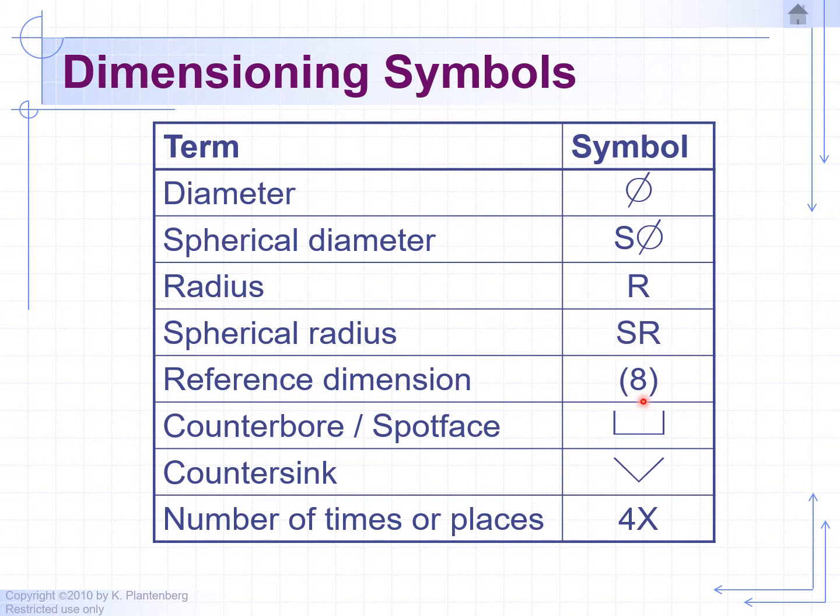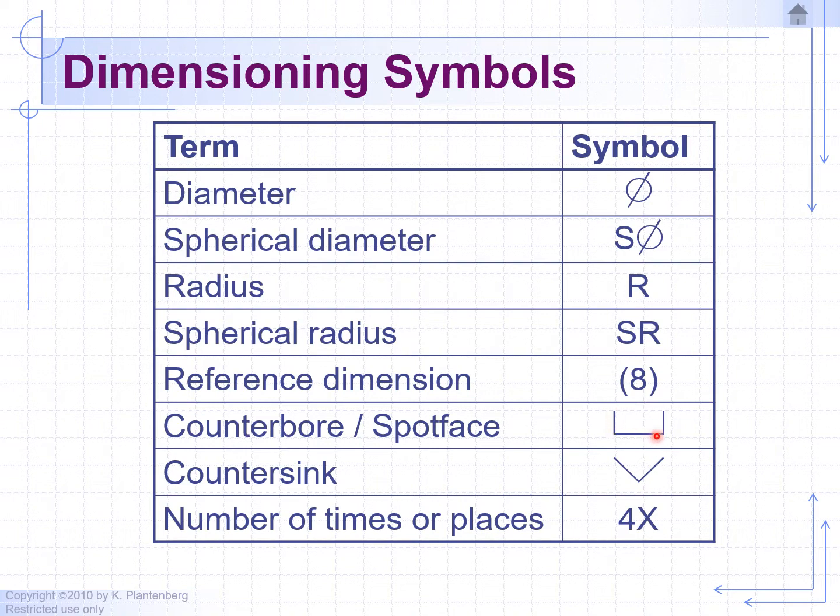Okay, next is a reference dimension. So when a machinist or an inspector is checking the part, making sure that the dimensions are correct, when they see a dimension in parentheses, that just tells them, hey, it's just a reference dimension. Do not check this dimension when checking the part. It's just a reference only.